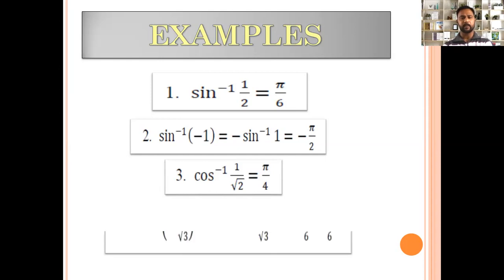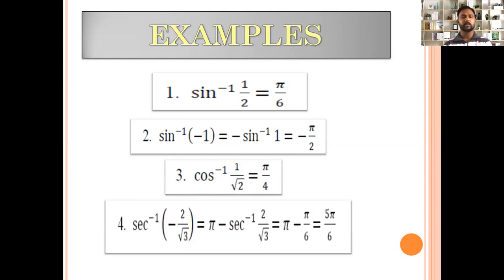Let us have a negative value in the second club. Sec inverse minus 2 by root 3. When you remember the formula, sec inverse of minus x is pi minus sec inverse x. Therefore, sec inverse of minus 2 by root 3 is pi minus sec inverse 2 by root 3. That is pi minus, what is the angle for sec? For the value 2 by root 3, it is 30 degrees or pi by 6. Therefore, this results in pi minus pi by 6, which is 5 pi by 6. In this way, you can solve all the problems very easily.